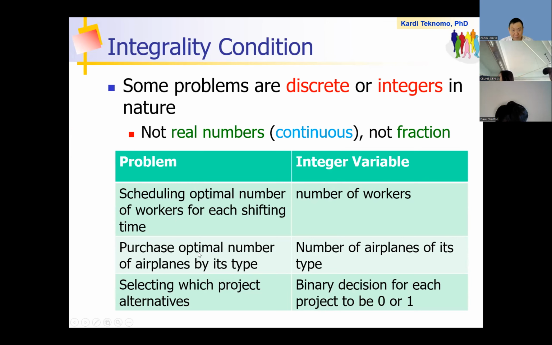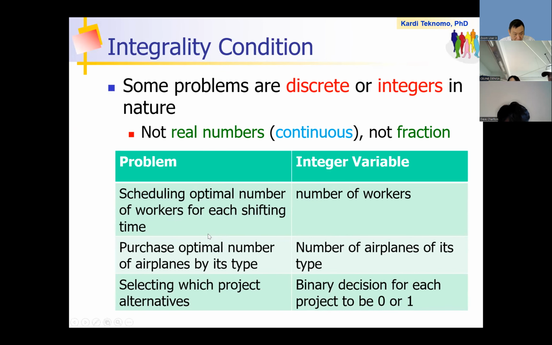The same thing, for example, the problem of purchasing the optimal number of airplanes by type. The number of airplanes is discrete. And if you want to select which project alternative, so for decision making, then the decision is either yes or no. So it is a binary decision. By nature, it is discrete or integer. So there are some problems that are actually discrete in nature.